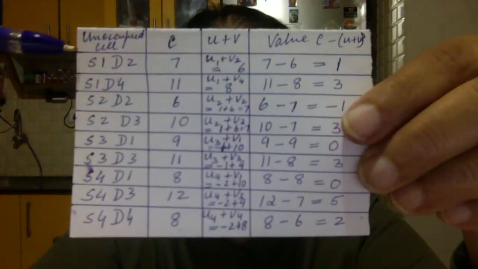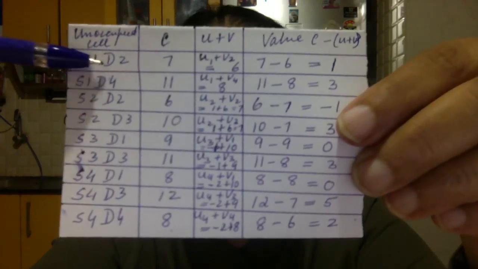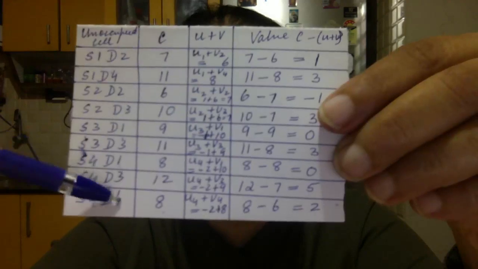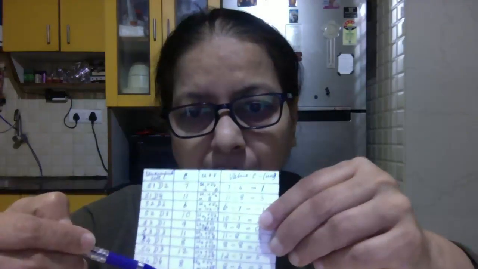Last, what I did is I took the unoccupied cells. Unoccupied cells means where the allocation was not done. See, we had 4 columns and 4 rows. 4 into 4, 16. We got 7 allocations. So here we must get 9 unoccupied cells. Count 1, 2, 3, 4, 5, 6, 7, 8, 9. So you are sure that you have done the complete problem. 16 minus 7 allocations, 7 occupied cells. So here 9 unoccupied cells you must get.